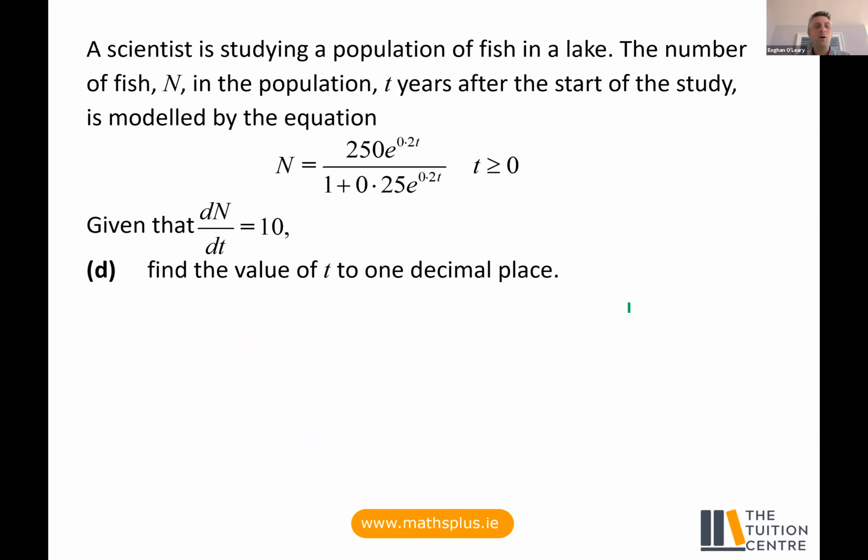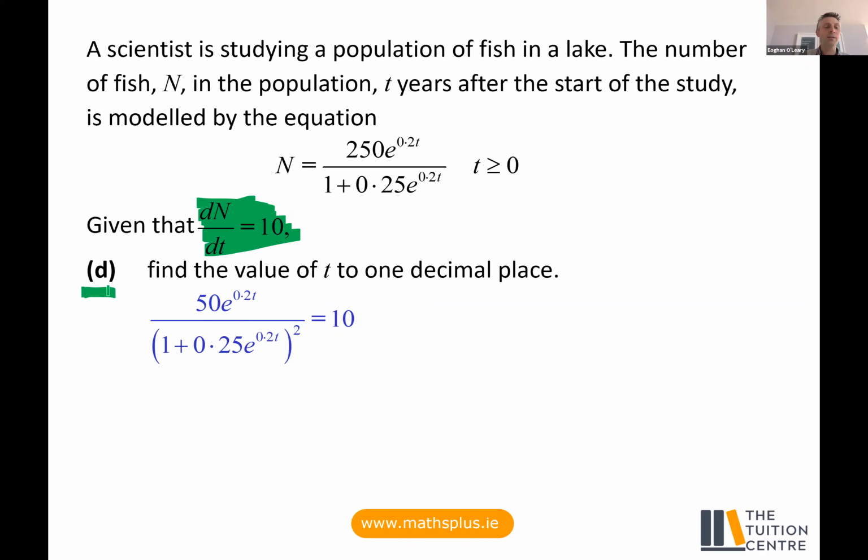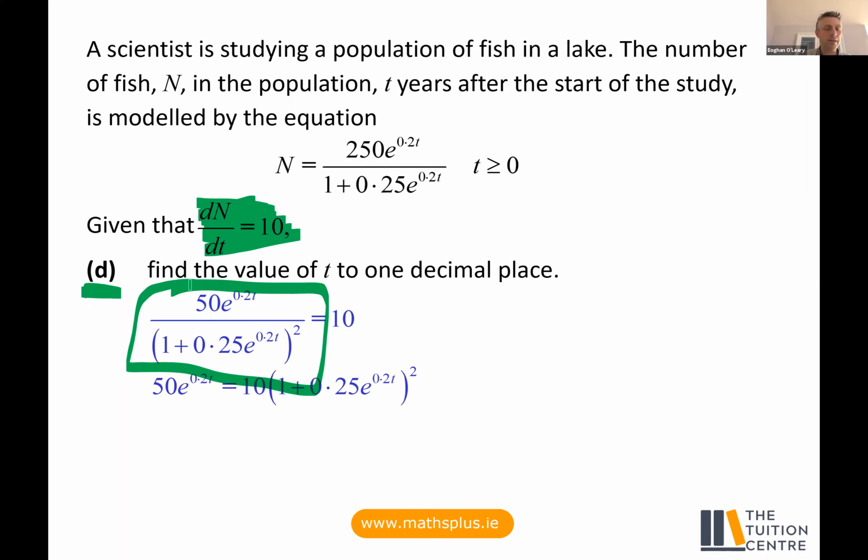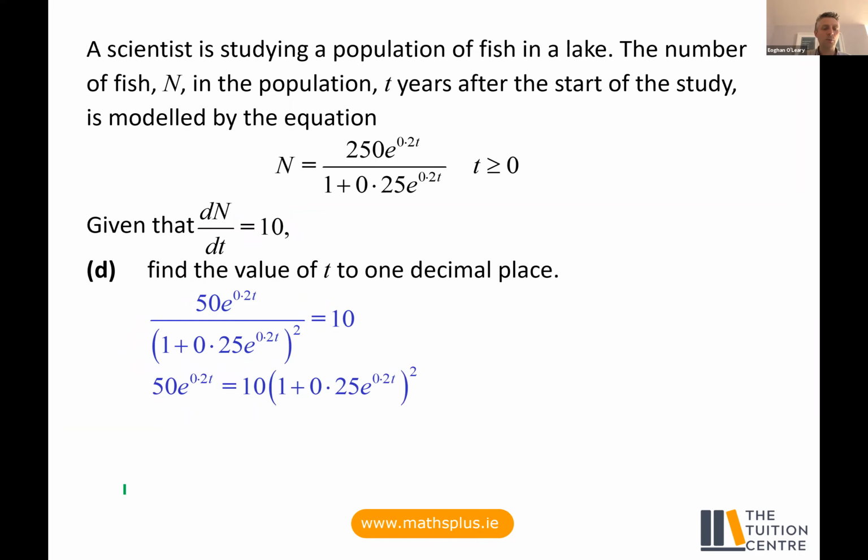Now, find, given that dn/dt is equal to 10, the value of t. What is that? That's the rate of change of the population with respect to time being 10. Find the value of t to 1 decimal place. This might look a bit tricky, but remember, you could have done this part D without doing part C, because we're given this bit. I multiply across by my denominator at this point.